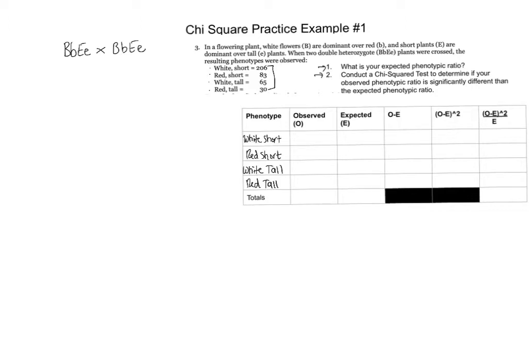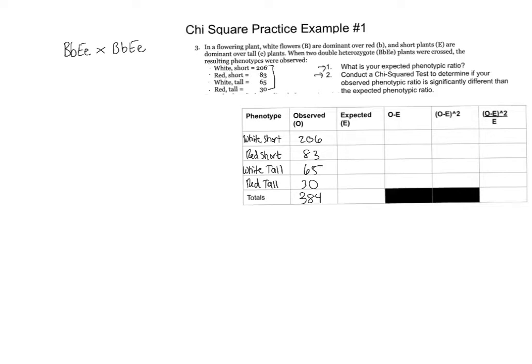Okay, so here are our four phenotypes, and then we were given what was observed. So 206 white and short flowering plants, 83 red and short, 65 white and tall, and 30 red and tall. And that gives us a total of 384. Okay, so there are a couple ways that you can go about finding the phenotypic ratio, which is what you need in order to determine the expected values.